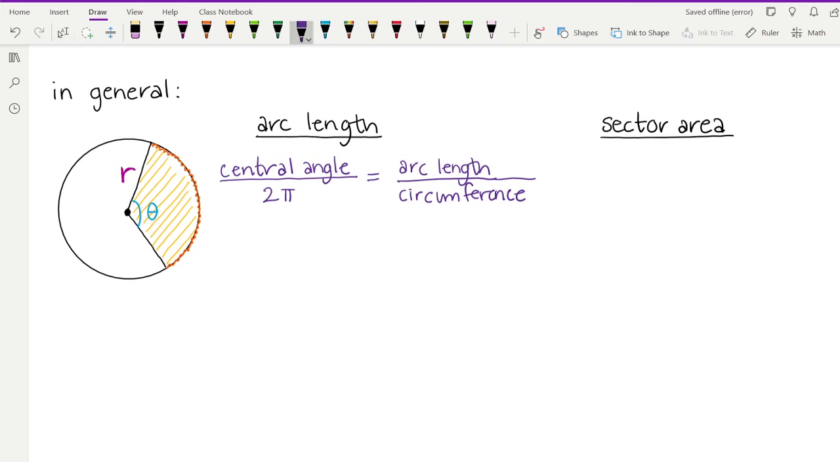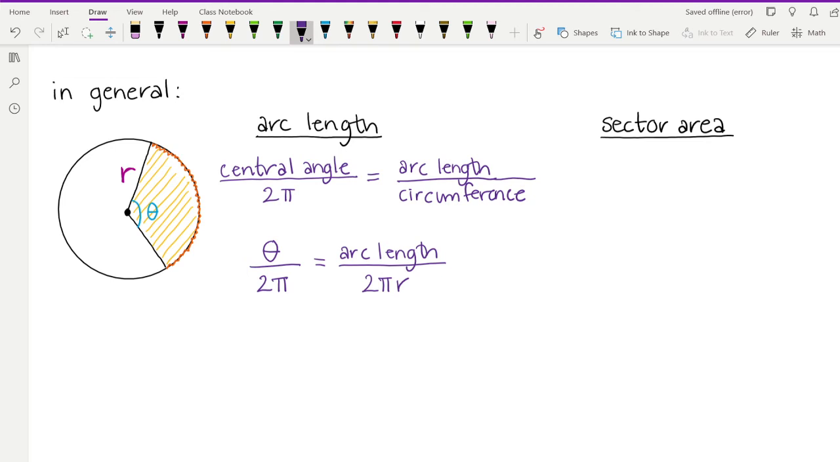So let's take this now and fill it with some different symbols that we've been using throughout this problem, and then we'll basically solve this ratio for arc length, and that will give us the formula for arc length. And we'll see that it comes out to be a very, very simple formula. Okay, so we've been using theta to represent the central angle, right? So I'm going to rewrite this as theta over 2 pi is equal to, and then I'm still just going to write arc length here. And then the circumference, well, we know that that is 2 pi times the radius, right?